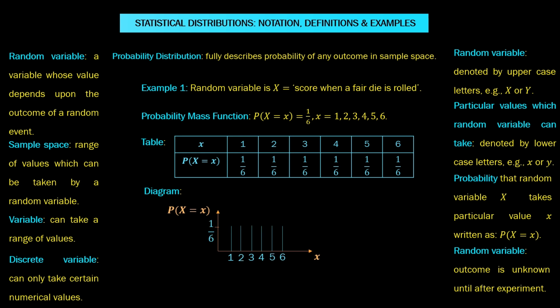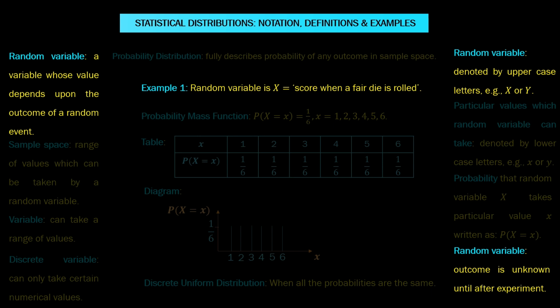In terms of a diagram, the probability mass distribution or probability mass function will look something like the one you can see on your screen now. And remember that a discrete uniform distribution is when all the probabilities are the same. So in this example, we do indeed have a discrete uniform distribution because all the probabilities are 1 out of 6. Now let's see how the example relates to the notation and the definitions.